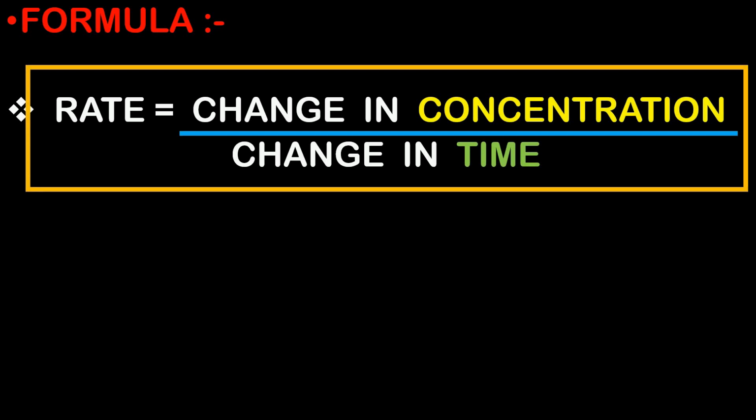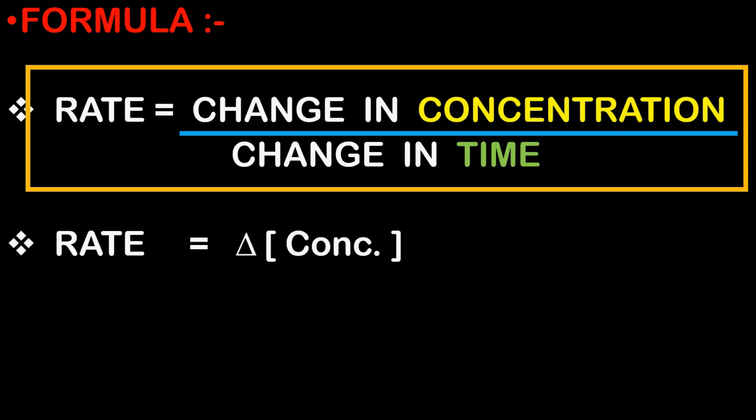Now we can also represent this as something like this by a delta sign. This triangle is nothing but a delta sign which tells us change. Okay, change in concentration divided by change in time. So throughout this video we are going to represent the shortest form of this formula like this. Okay, now moving on guys, let us consider an equation over here for our understanding.